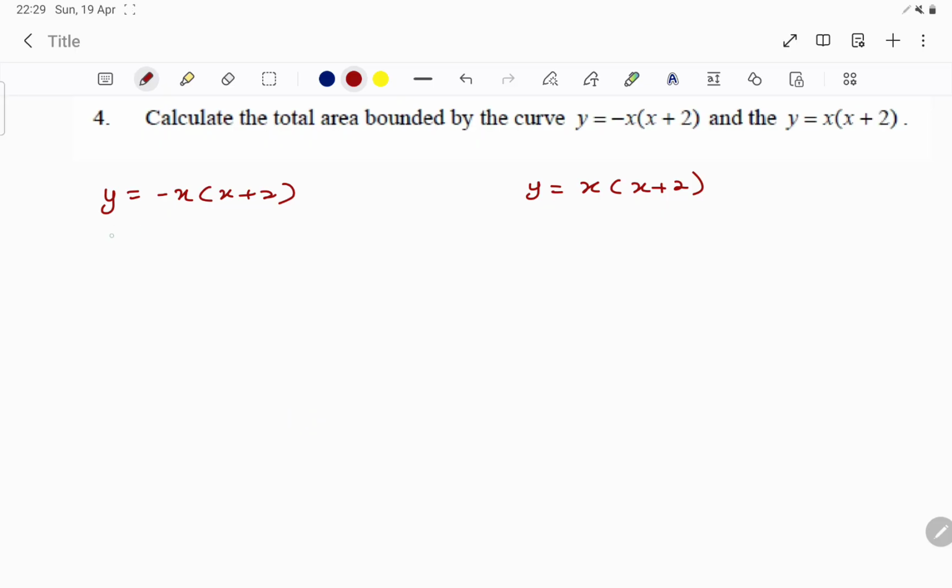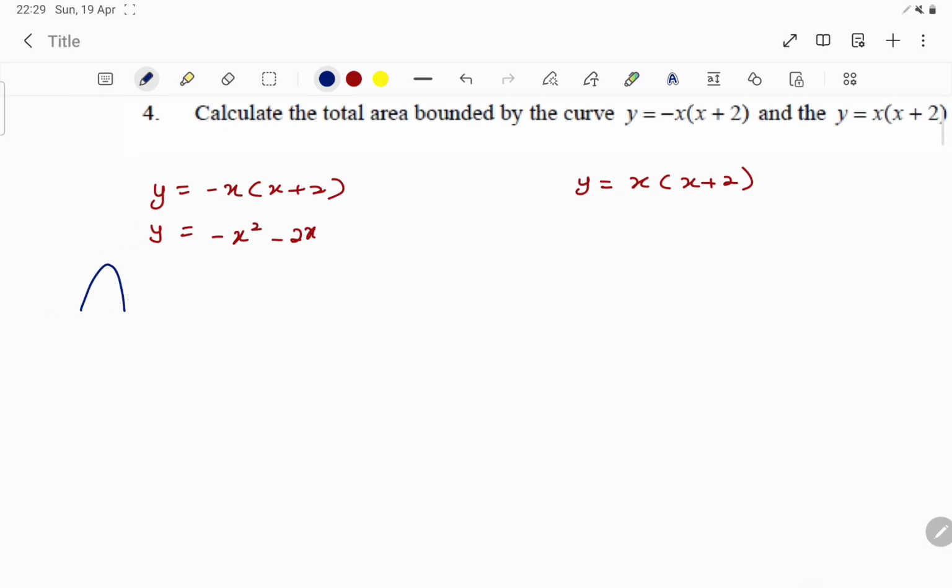So from here, you expand: negative x squared plus negative x multiplied by 2, which gives negative 2x. So you know the highest degree is x to the power of 2, which makes this a quadratic function. And since we have a negative in front, this is a sad graph. We also want to know how many roots we have here.